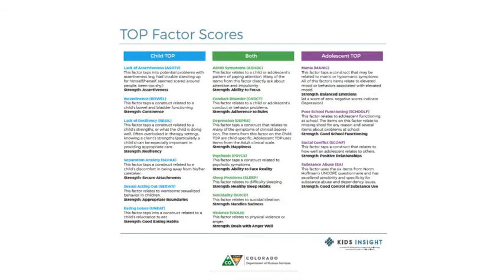So here are the top factors, or domains, as I referenced them earlier. The child top is on the left, the both in the middle, and the adolescent top on the right. Basically, there are two tools, the child tool and the adolescent tool, and within some of those, there are questions that go across systems. The child top has only those specific things on the left: lack of assertiveness, lack of resiliency, separation anxiety. The middle category shows domains that show up on both the child and the adolescent top. And the right side is the adolescent version.